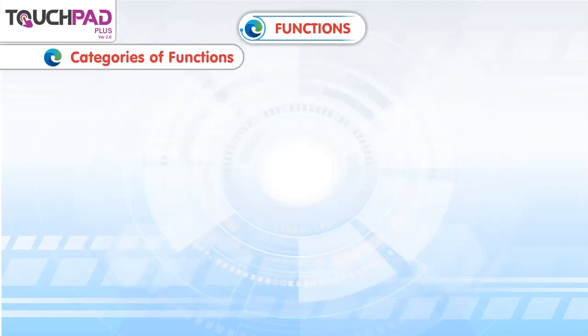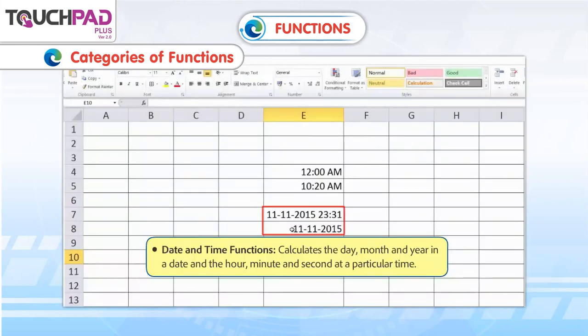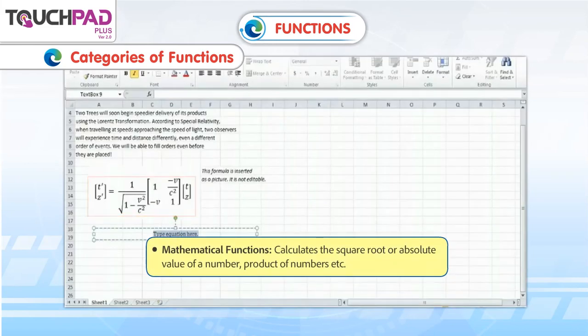Categories of functions. Excel provides many categories of functions. Some of them are statistical functions. Calculates the maximum, minimum, average, etc. of a set of numeric data. Date and time functions. Calculates the day, month and year in a date and the hour, minute and second at a particular time. Mathematical functions. Calculates the square root or absolute value of a number, product of numbers, etc.